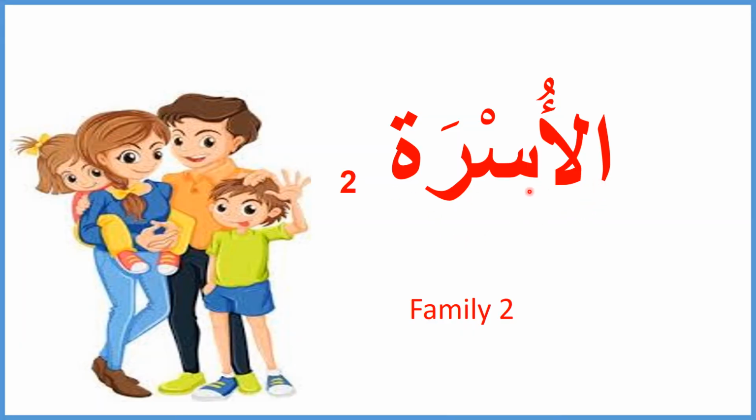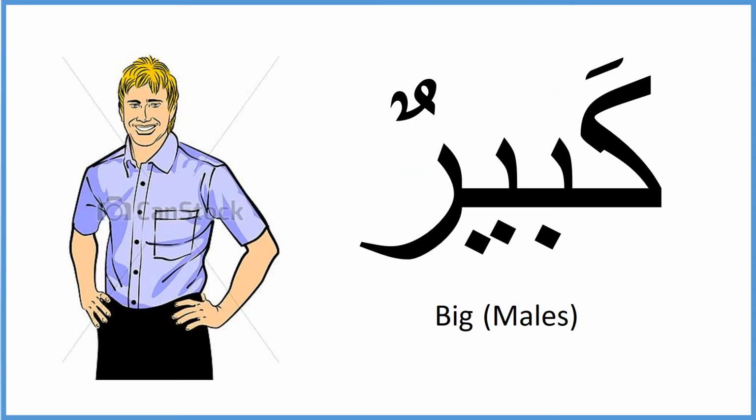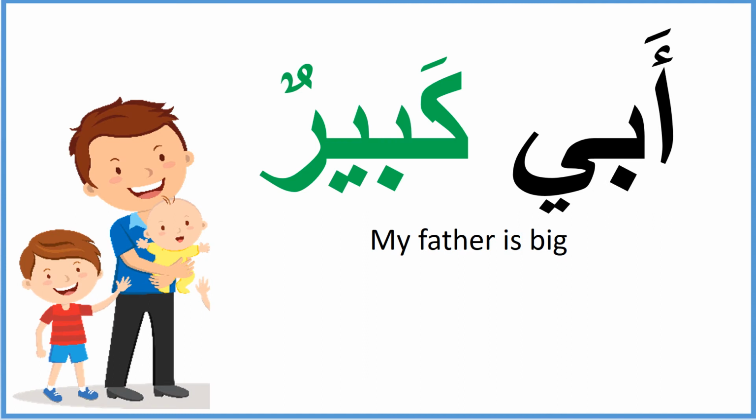Now we're going to learn about the family again. This time we're going to describe our family. الأسرة. كبير. أبي كبير.